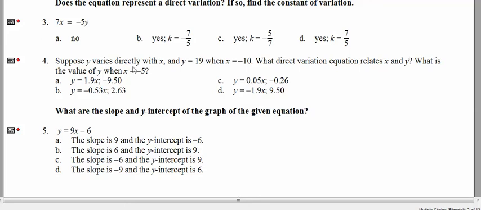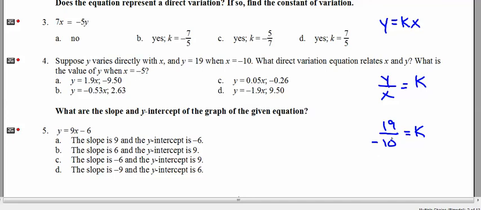Alright, suppose y varies directly with x. So if y varies directly with x, you know that y equals kx, right? You also know that y over x equals k. Suppose y varies directly with x, and y equals 19 when x equals negative 10. So 19 over negative 10 equals k. What direct variation equation relates x and y? What is the value of y when x equals negative 5?